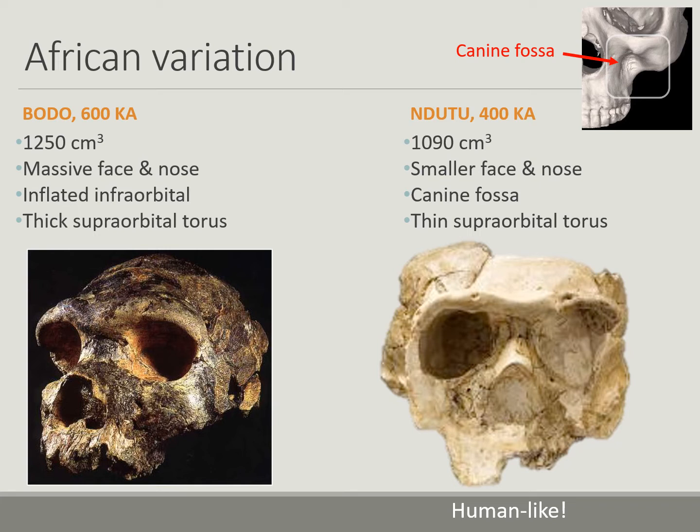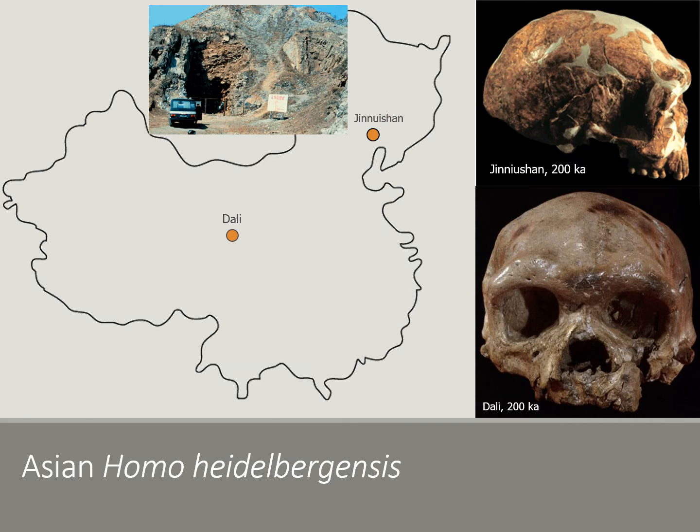But let's see. So let's summarize all of this. Or not. Okay, I forgot. We're going to go with Asian Homo heidelbergensis. Very quick slide. Here are two sites. Here are two specimens. I just wanted to illustrate here that Homo heidelbergensis is found in Asia.